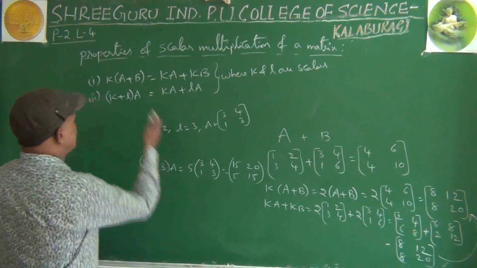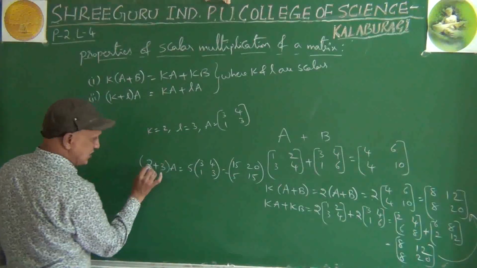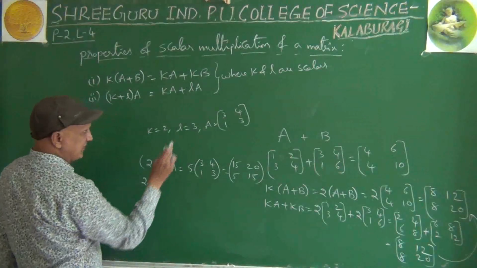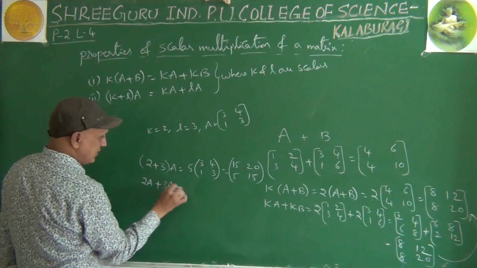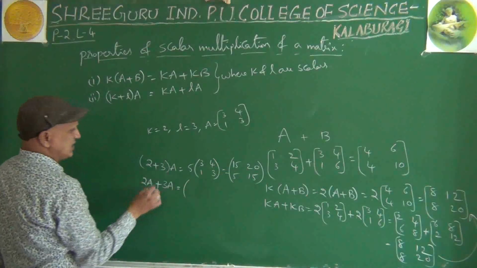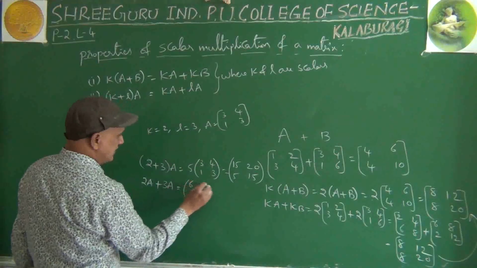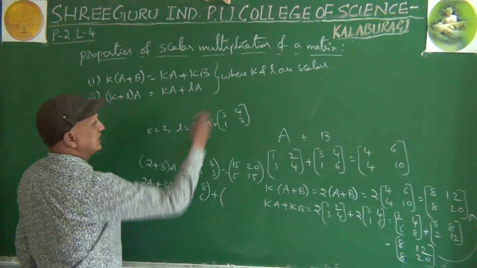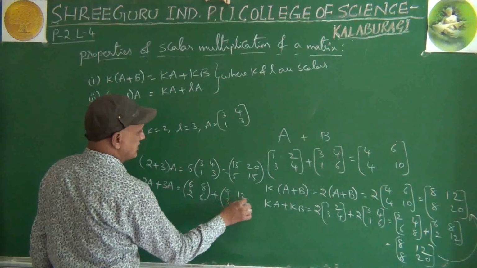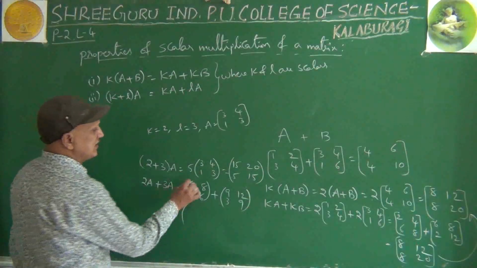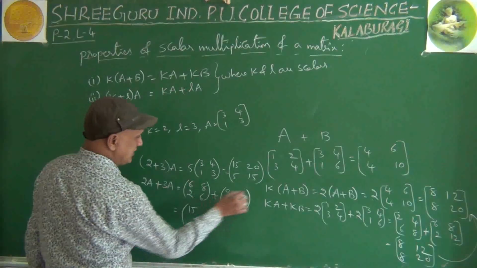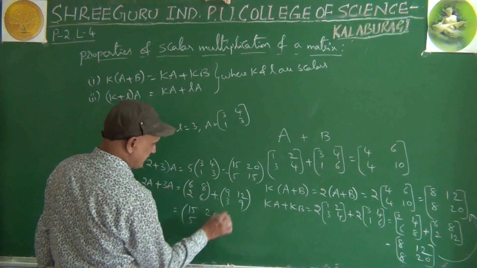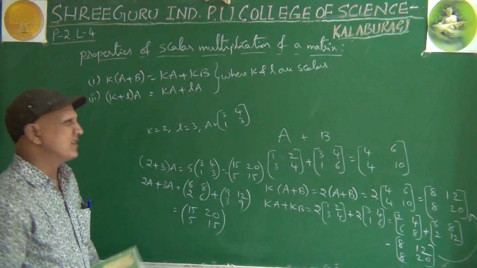Right? As per this rule, KA plus LA: KA is 2A, plus LA, L value 3, 3A. We get the same thing. What is 2A? 2 into A: 2 3s are 6, 2 4s are 8, 2 1s are 2, 2 3s are 6. 3A: 3 3s are 9, 3 4s are 12, 3 1s are 3, 3 3s are 9. Addition: 6 plus 9 is 15, 8 plus 12 is 20, 2 plus 3 is 5, 6 plus 9 is 15. Same thing, very simple.